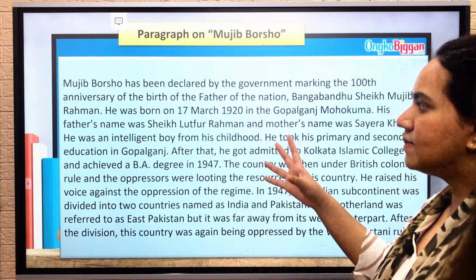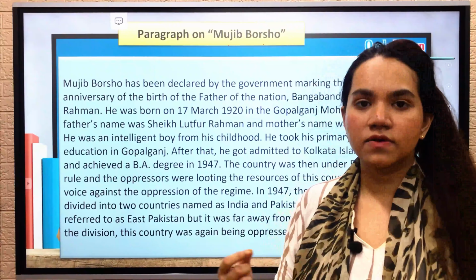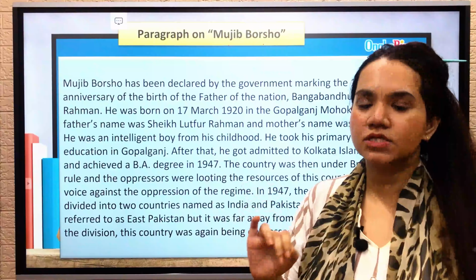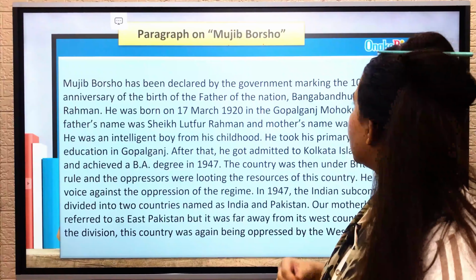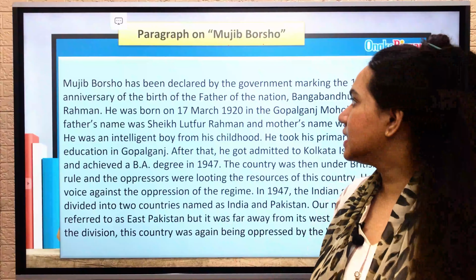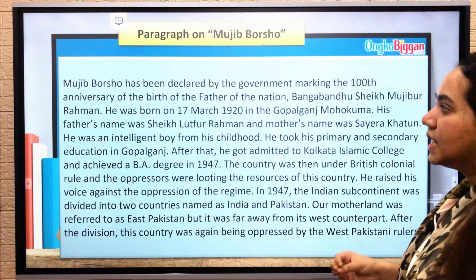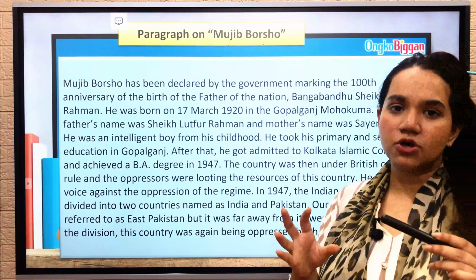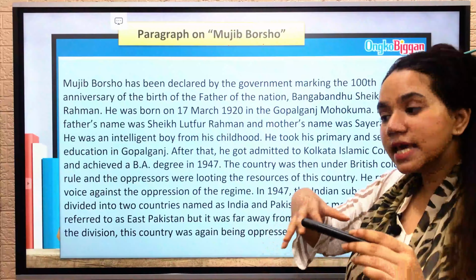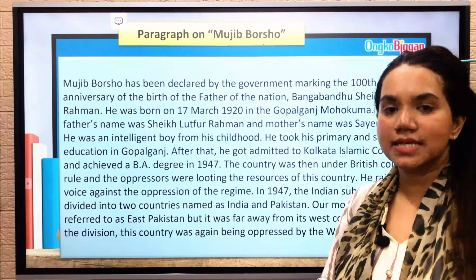Now, in the same line, you could have written it another way. You could have written that our father of the nation is named Sheikh Mujibur Rahman. His birth anniversary is on 17 March 1920. Then, for this reason, this date was declared Mujib Borsho. So you see, these 3 different points have been incorporated into one single sentence.